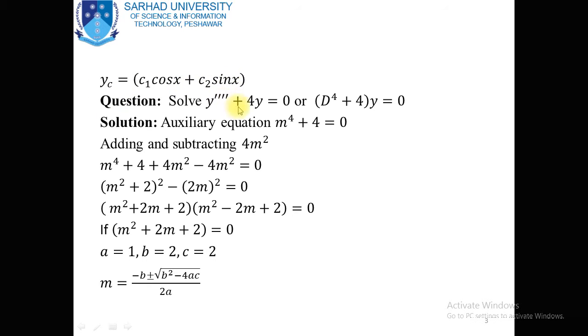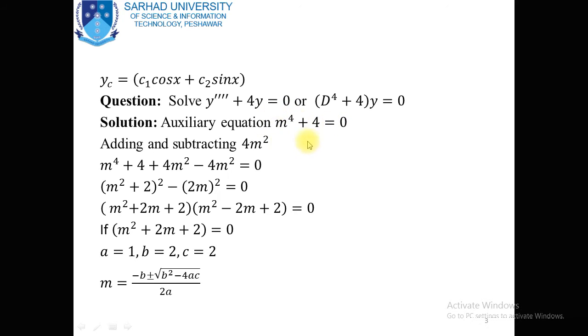Now another fourth order linear homogeneous differential equation, y fourth derivative plus 4y is equal to 0, and this equation can be written as D power 4 plus 4 into y is equal to 0. So y is equal to 0 again here is a trivial solution. Now for the non-trivial solution, we have an auxiliary equation m power 4 plus 4 is equal to 0.